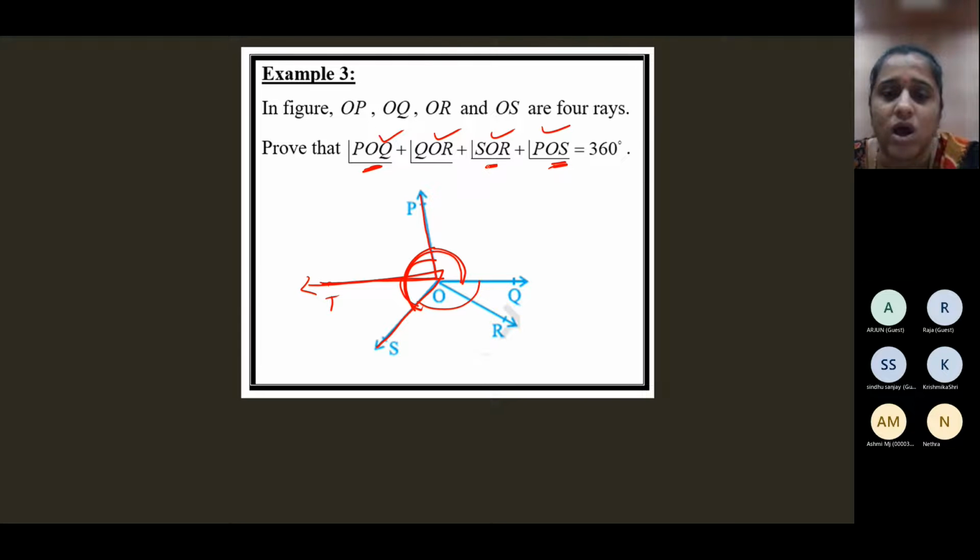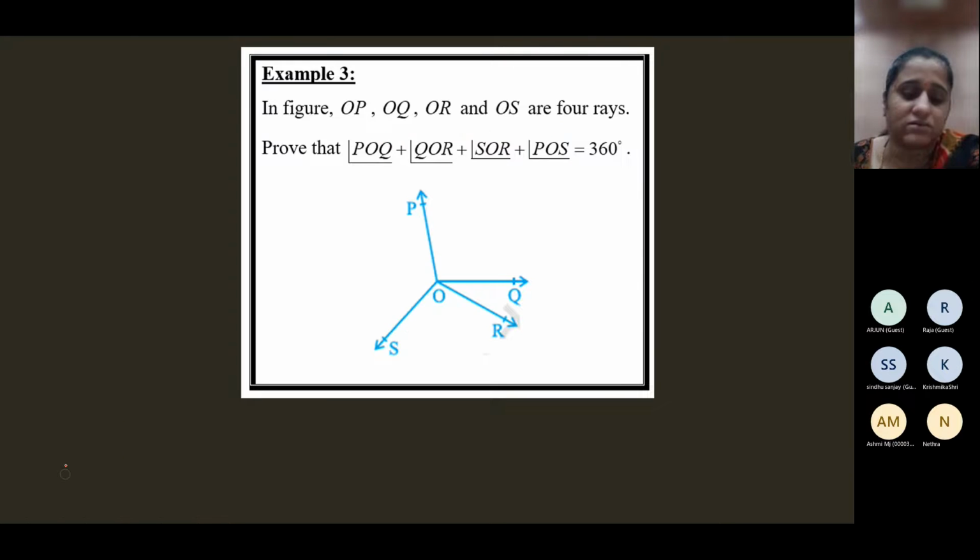SOR and QOR, you need to get these two angles. But you will have only one angle, like this. So break that into two angles: SOQ is equal to SOR plus ROQ. That's it, children. You will get the result.